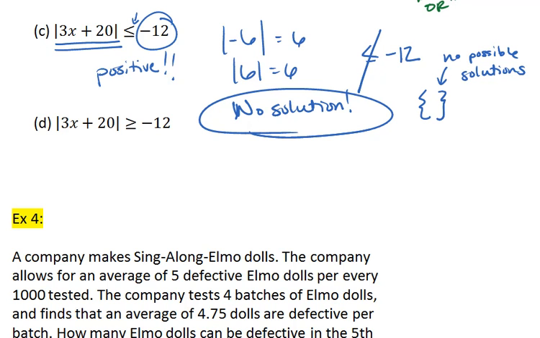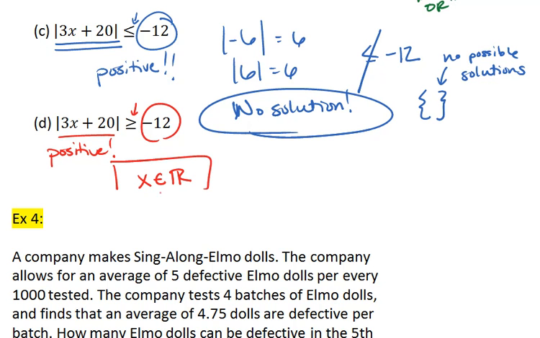Okay, let's look at the second one. We have an absolute value that's set greater than or equal to a negative number. Again, we know that an absolute value will always be positive, and a positive number will always be greater than or equal to -12, meaning no matter what x is, this inequality will hold true. So x can be all real numbers.